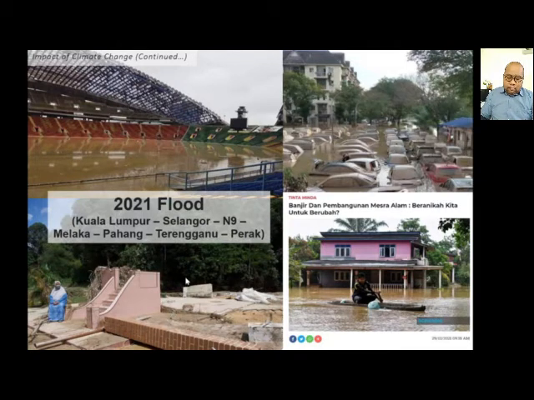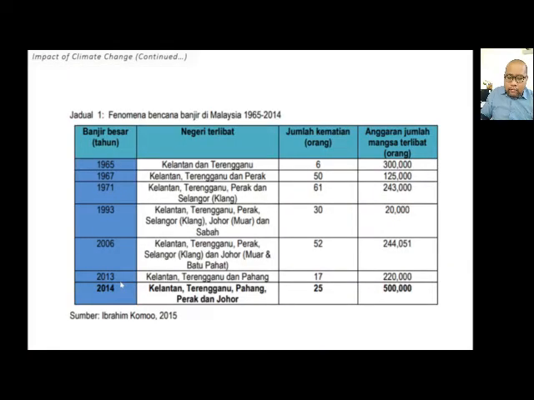This one I think dekat area Selangor ni. Selangor atau Pahang. And then this one some comment lah from me related to this event. Okay, 2021 floods. And then this is the table, okay, of major floods that occurred in Malaysia starting from 1965 to 2014. And you can see, okay, a lot of lives have been lost due to these floods.